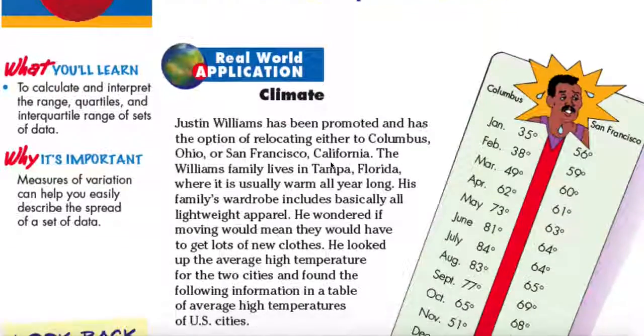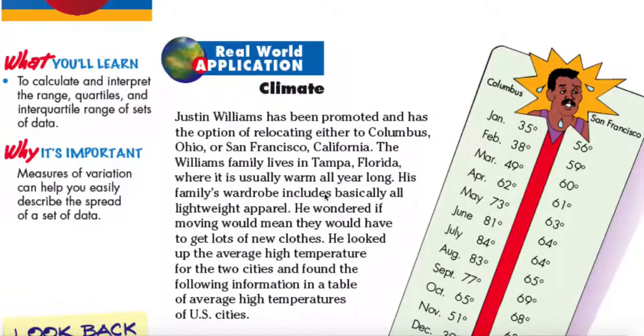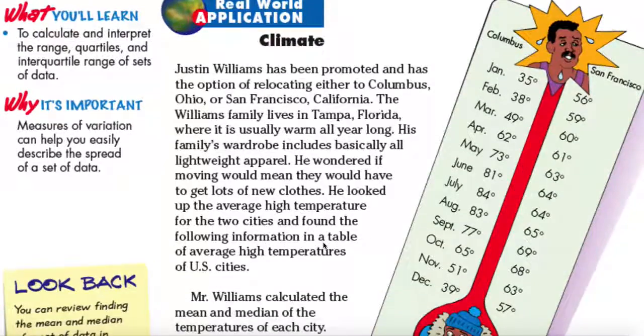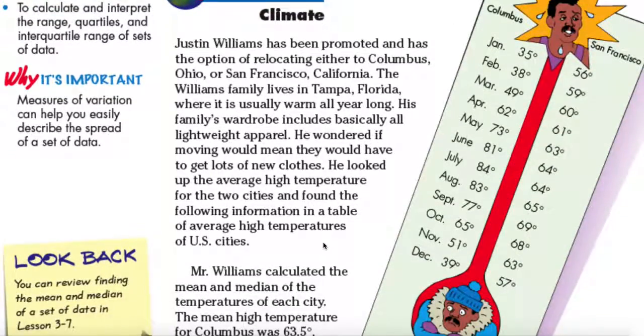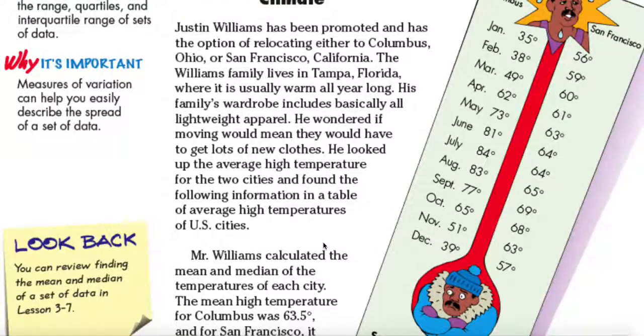Justin Williams has been promoted and has the option of relocating either to Columbus, Ohio, or San Francisco, California. The Williams family lives in Tampa, Florida, where it is usually warm all year long. His family's wardrobe includes basically all lightweight apparel. He wondered if moving would mean they would have to get lots of new clothes. He looked at the average high temperature for the two cities and found the following information in the table of average high temperatures of US cities.